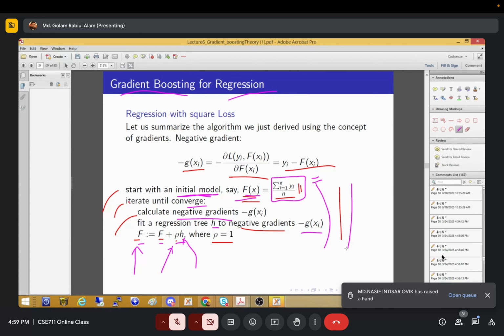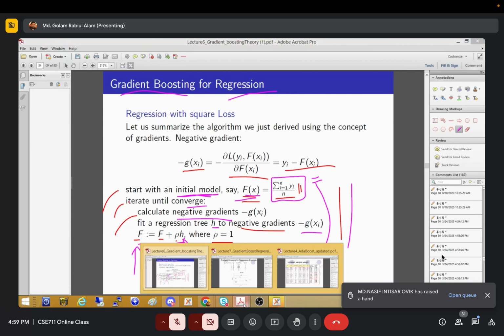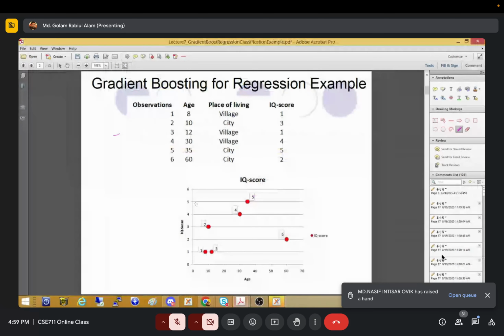So I think to understand it more clearly, I need to explain it with an example, and that's why I want to go for an example to explain this algorithm. And I have the lecture sheet for that. Okay, so gradient boosting for regression.